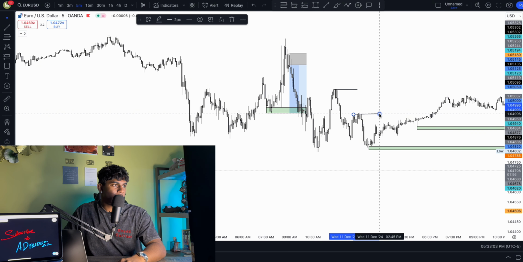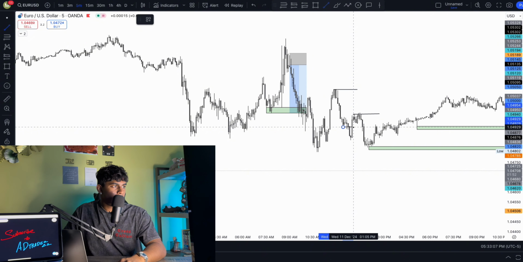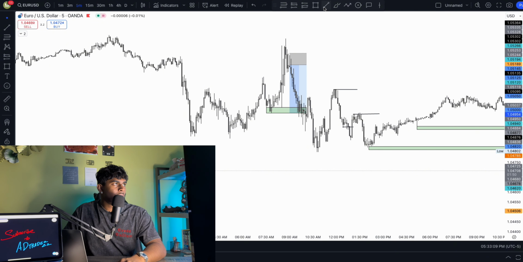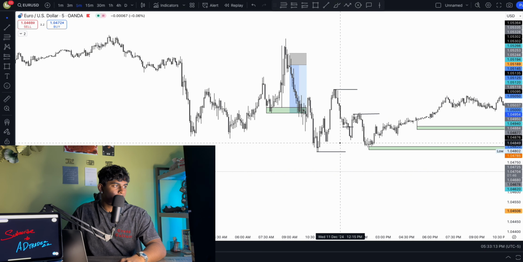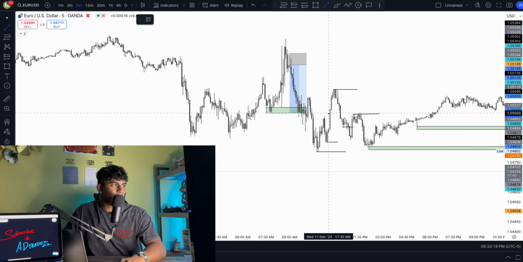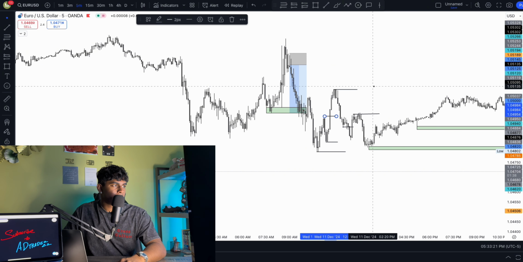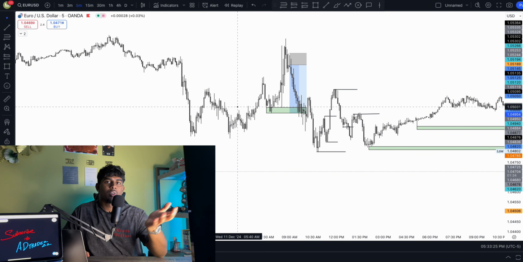Again, these are all swing highs, right? Liquidity can be here. Liquidity can be, of course, here. It's major liquidity. Liquidity can again be here. And liquidity can be here. Okay? There's liquidity all over the charts.